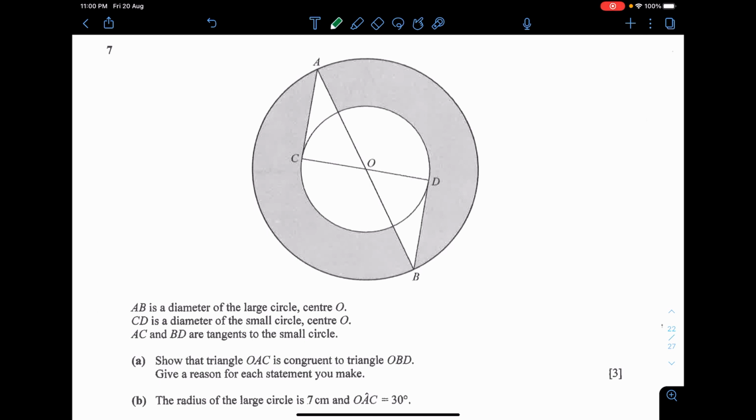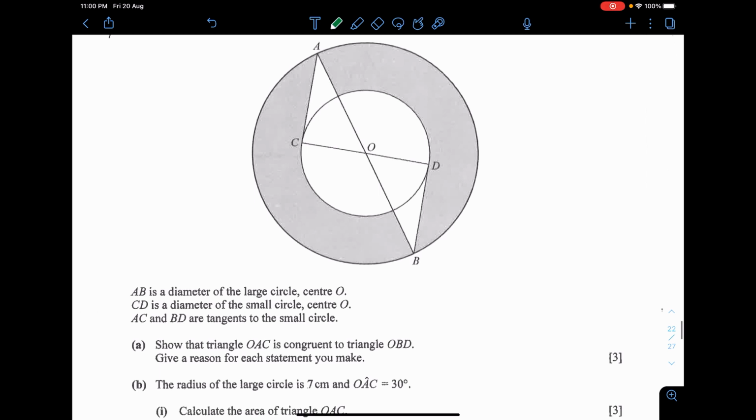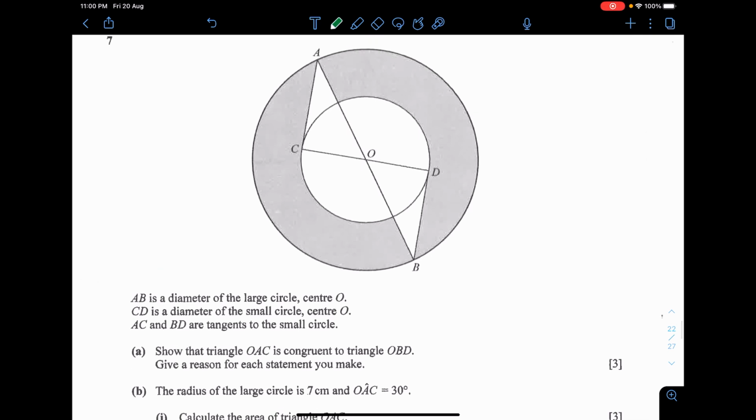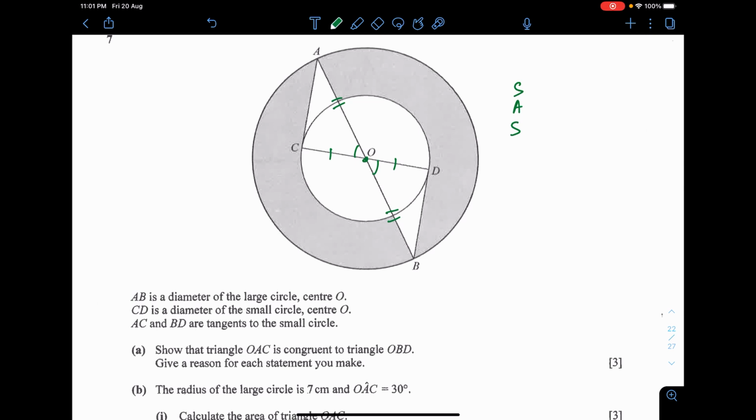Alright, next, question 7. You have a diameter AB. CD is another diameter. Both of them contain the same point. Show that the triangle OAC is congruent to the triangle OBD. So I need 3 properties. First is that they have the same angle there. Next, they have the same side. And last, they also have another same side. Side angle side. The sides that I pick are basically the radii of the 2 circles, so it's easy to spot that they are equal in length. Please write down the full presentation.